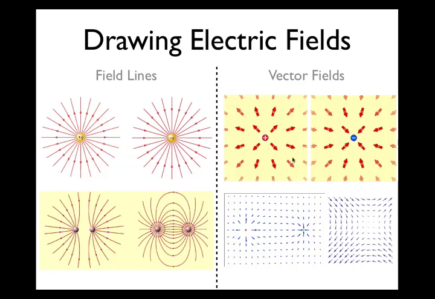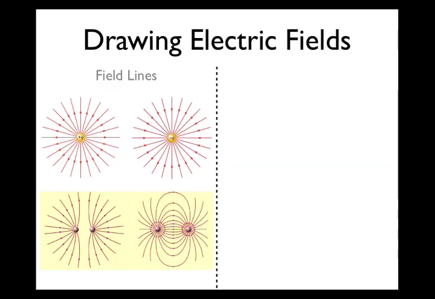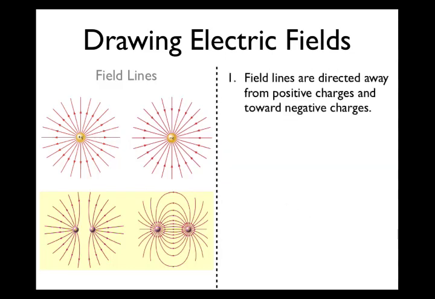And so here's what the vector field looks like around a positive point charge. Here's what the vector field looks like around a negative point charge. Here is a vector field around a positive and a negative point charge. And then this is not even a point charge, it's a more complicated vector field that would be created by a whole distribution of charges. So let's take these representations one at a time. We'll start with field lines. And there are some rules if you're going to draw electric field lines to represent the electric field.